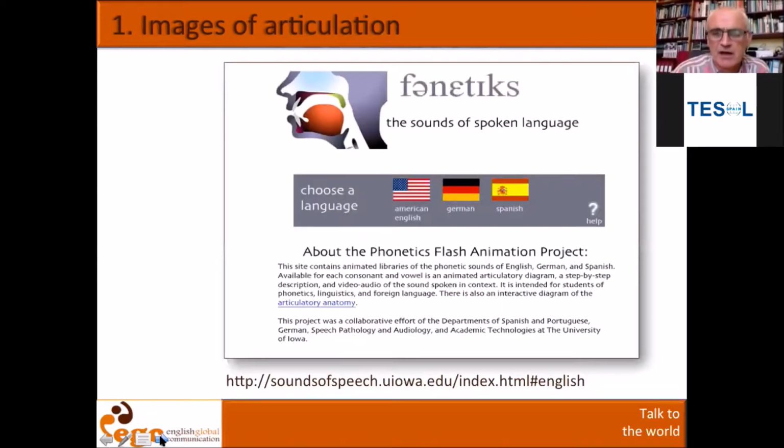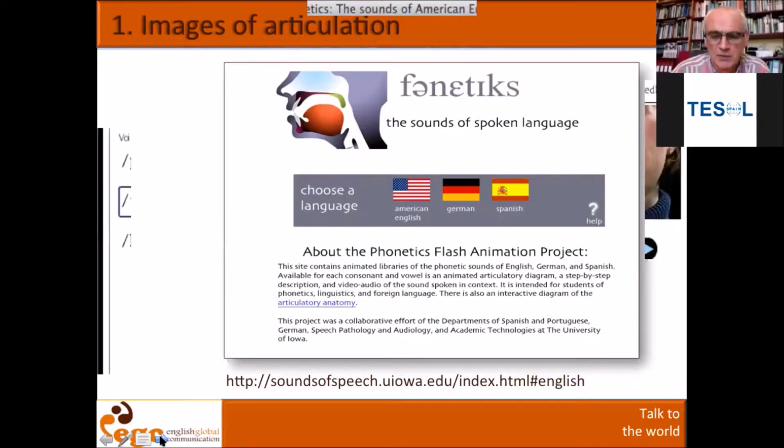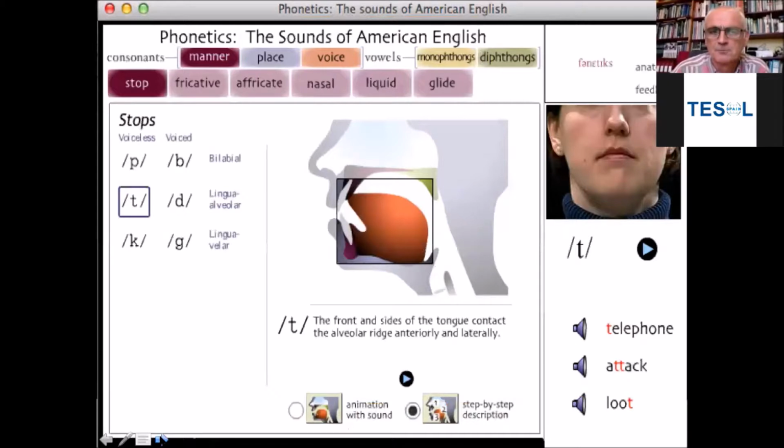The pictures I found most useful come from this site, which was put up some time ago by the University of Iowa, a website showing the sounds. Initially, it was just American English, then went through to Spanish, and now has German, and it is available as an app. If you go in and look at the consonants, for example, then this is what you'll come across. Staying with the stop sound T, we get the famous mouth diagram, and in the center within the square and in stronger color, you get the point of articulation, of course.